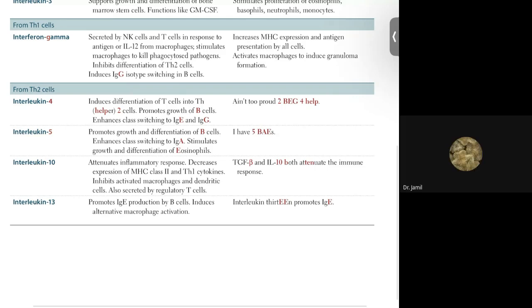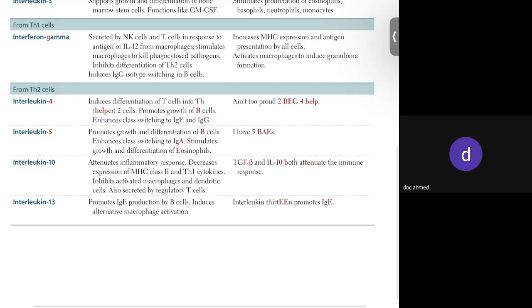Okay. And the last one is interleukin 13. It's going to produce IgE, right? So interleukin 5 was also making your IgE, right? And you guys know in type 1 hypersensitivity, we discussed that we need IgE in order to sensitize your mast cells, right? And there again we were having eosinophilia, right?